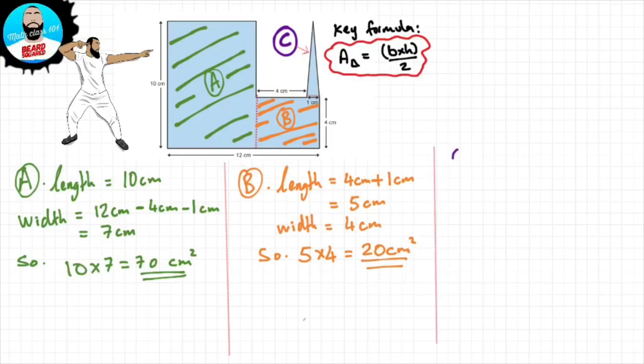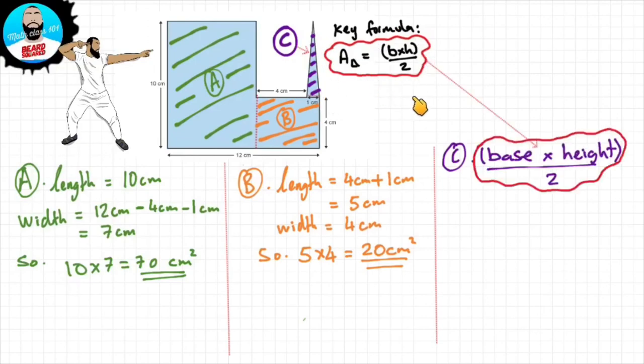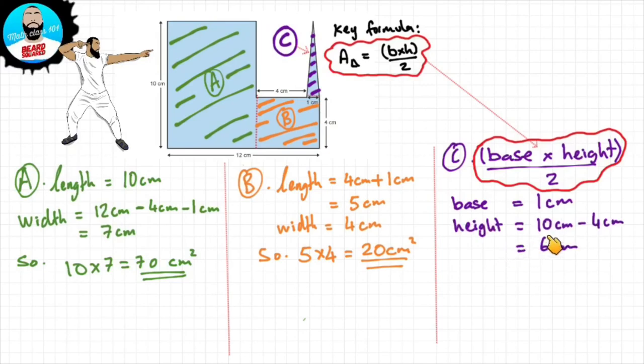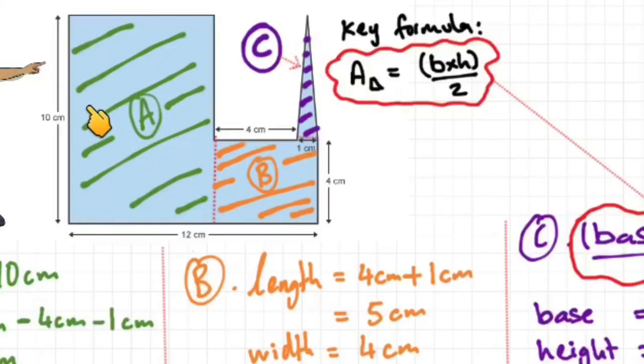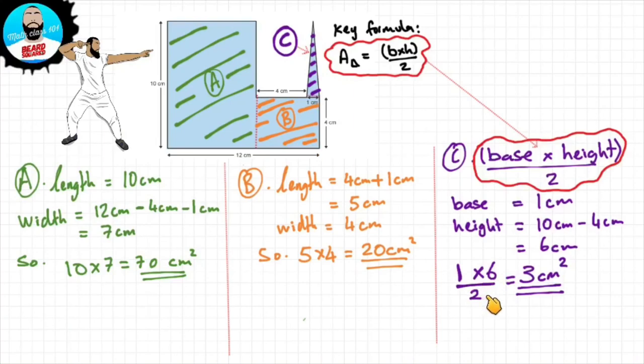Finally, we'll work out section C, for which we're going to use this formula, base times the height divided by 2. So we know that the base is 1 centimeter, it's along here, and the height is 10 centimeters minus 4 centimeters. So here we have 10 centimeters along the side, minus the 4 centimeters here, which makes 6 centimeters the height of the triangle. So base times height divided by 2 gives us 1 times 6 divided by 2, which is 3 centimeters squared.